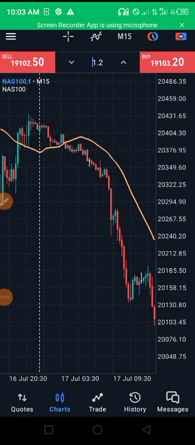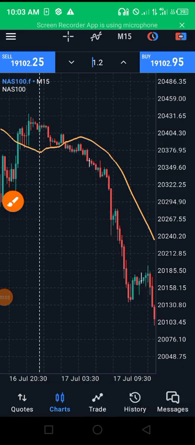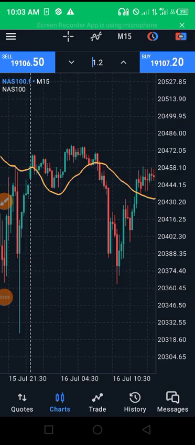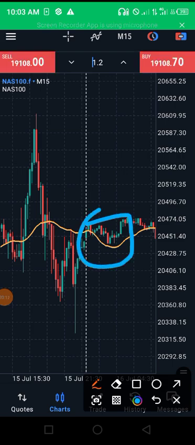Look at this strategy. Look at this one. After you have marked it, if it breaks below, you'll take a sell trade. You win this trade again. You win this trade. You'll just be winning every day. Just be winning. So you don't have anything to fear.